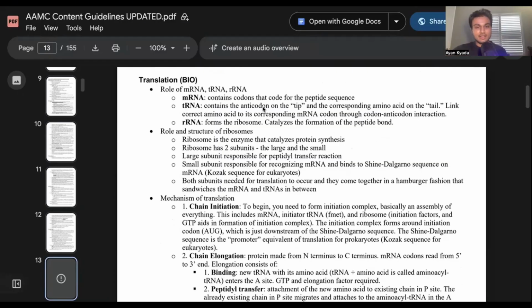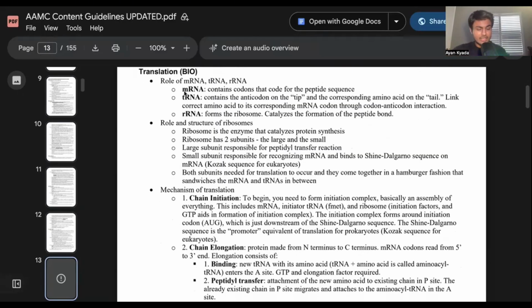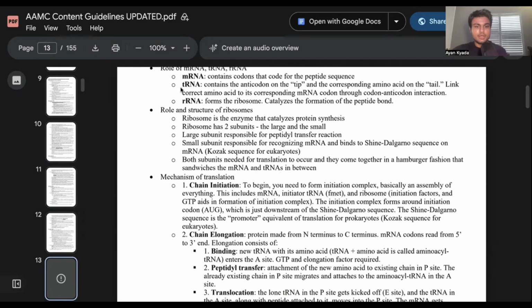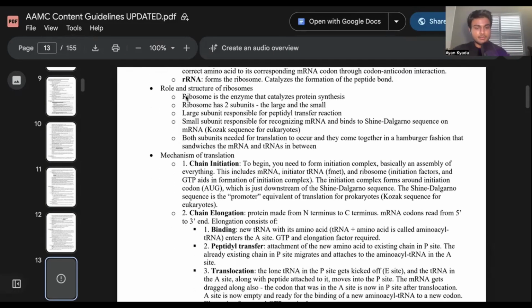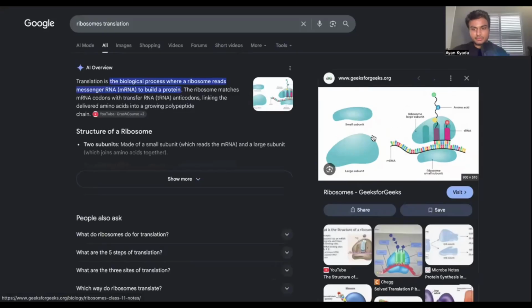So we already talked at length about the 3 types of RNA, so I'm not going to go over it again, but feel free to read. It's a really handy summary. And we also talked a little bit about ribosomes and specifically the large subunit. Now we're going to talk about the small subunit.